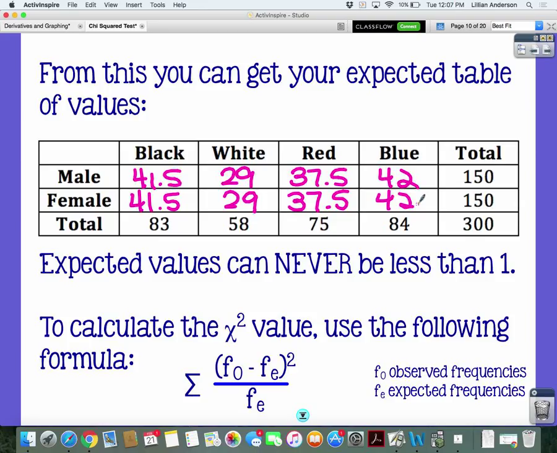Alright, the expected values can never be less than 1. So if you work this out and you end up with a value that's less than 1, then something went wrong. Now, to calculate the chi-squared value, you use the following formula: the sum of (f sub o minus f sub e) squared all over f sub e. f sub o represents the observed frequencies, and f sub e represents the expected frequencies. That's how you calculate the chi-square value.